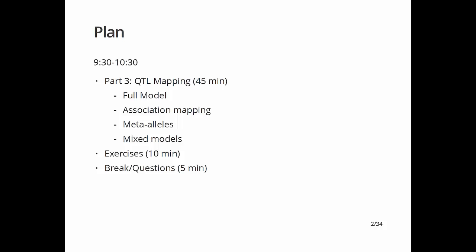Basically, I just want to go through briefly the models that I talked about in my talk on Tuesday. The full model is the main one we use, which is based off estimating different effects for each of the founders on your trait. Association mapping is just based on estimating the effect of your observed alleles, and then the meta-alleles use something in between those two. I've put mixed models in here because you can use MP-map to do that, but you have to have ASReml installed to fit the mixed models, and I'm not going to go into it in a lot of detail because it could take a long time to talk about mixed models themselves.